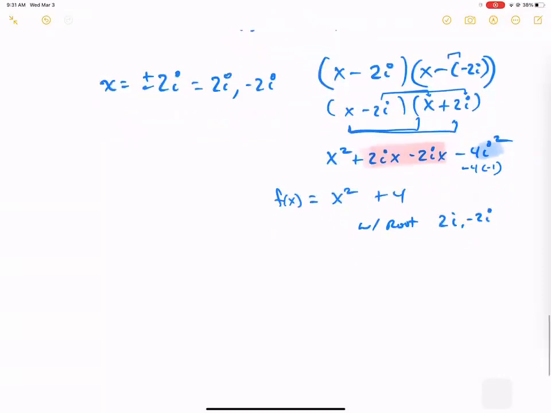I want you to re-examine x squared plus 4. Can x squared plus 4 ever actually equal 0? This is a positive. x squared will always be positive. Will a positive plus a positive ever become 0? Nope.